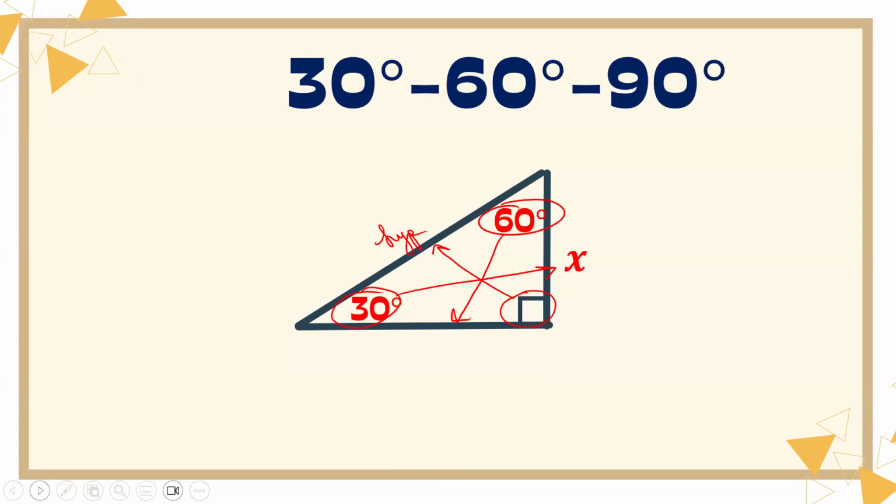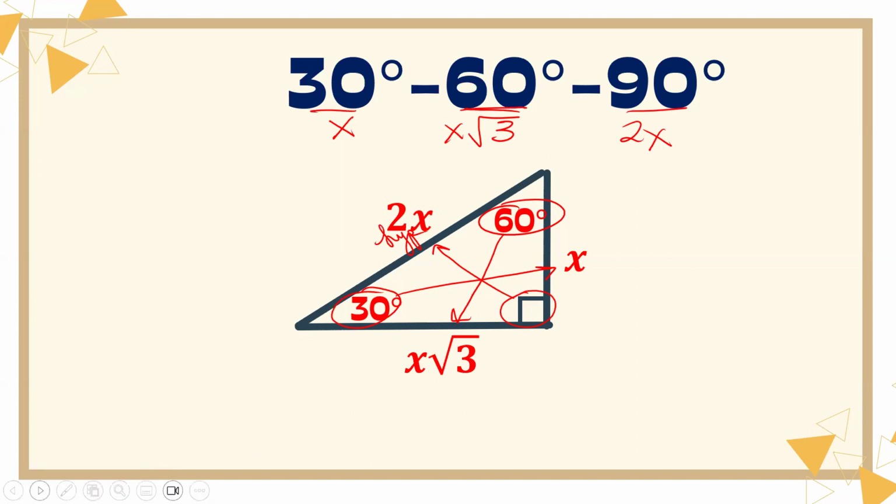So, how would that come out? The opposite side of the 30-degree angle would be x. That would be its length. And then, the opposite side of the 60-degree angle would be x square root of 3. And the length of the opposite side of the right angle, or the hypotenuse, is 2x. So 30 is x, 60 is x square root of 3, and 90 degrees is 2x.